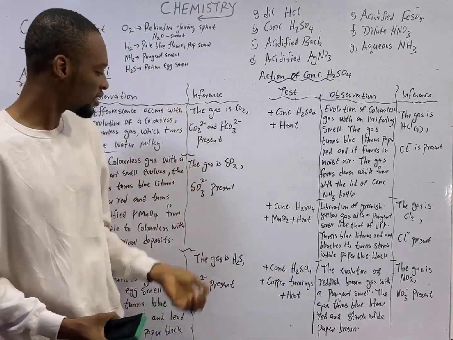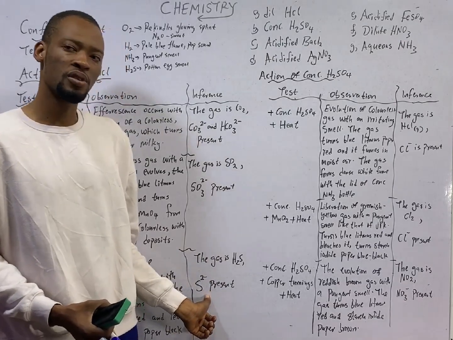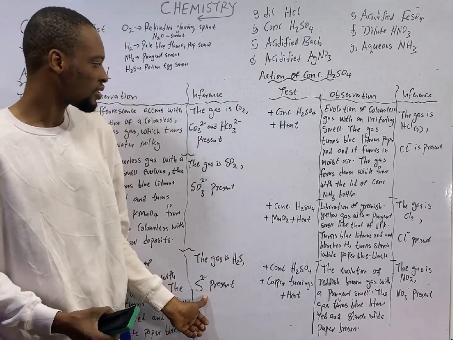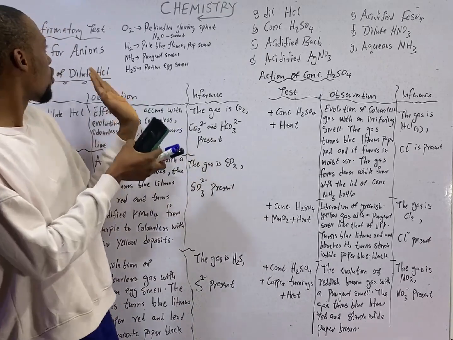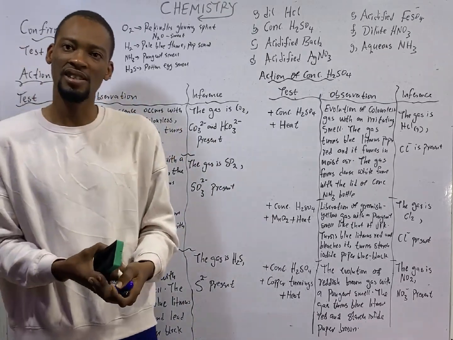And the anion present is simply S2-, sulfur ion. These are the hot cake tests for anions using dilute HCl.